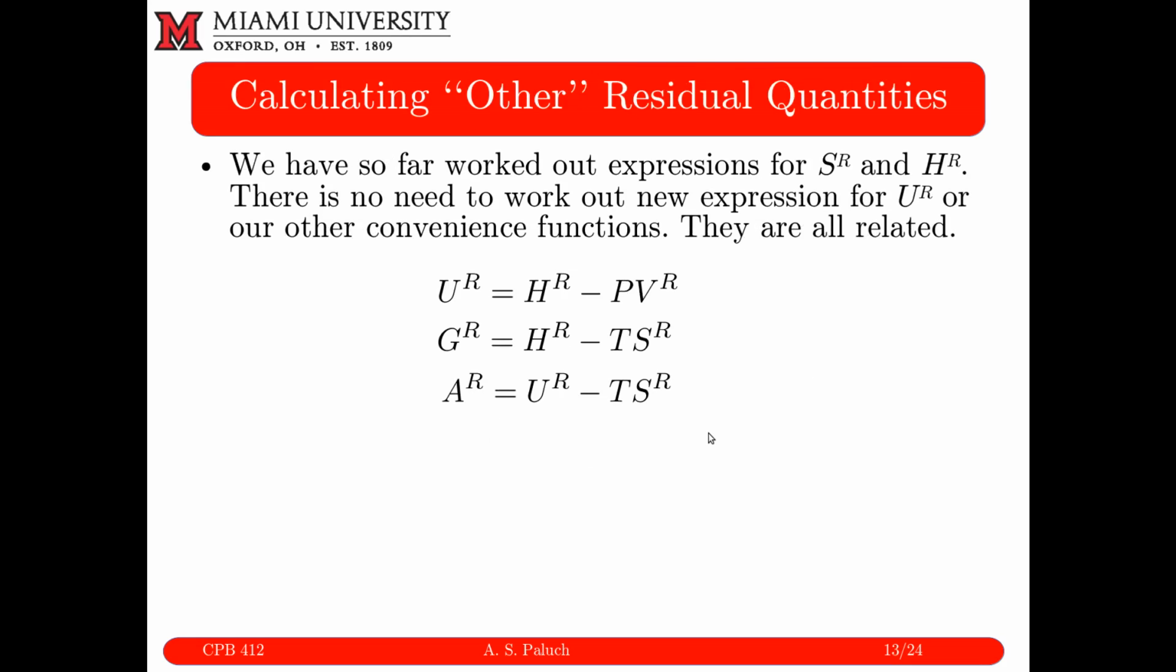All right, so we worked out expressions for SR and HR. There's no need to work out expressions for any of our other thermodynamic friends. The reason is they're all related, right? So UR is just equal to HR minus PVR. GR is HR minus TSR. AR is equal to UR minus TSR, right? Notice I don't put an R on P or T because, well, that wouldn't make sense at all.